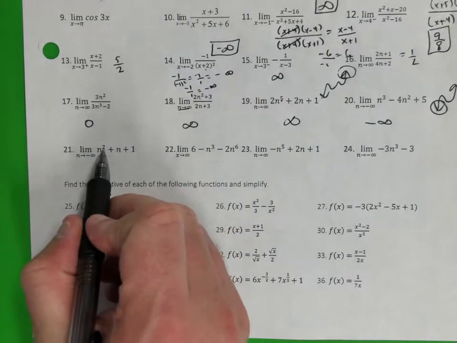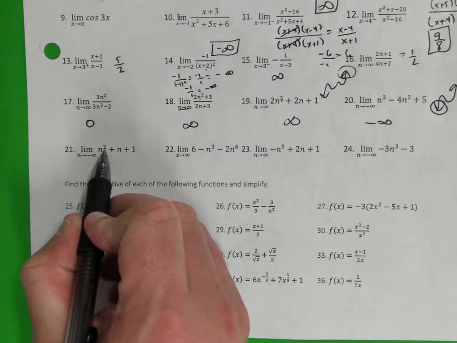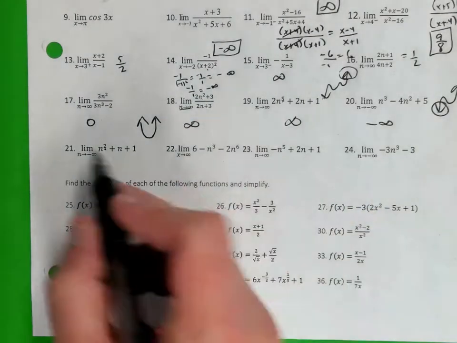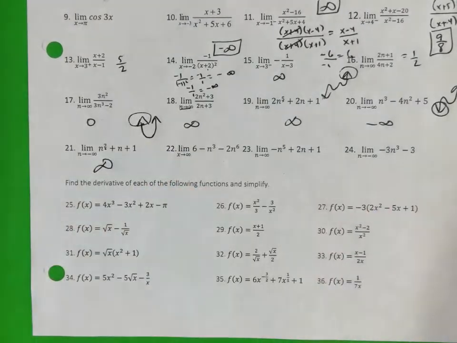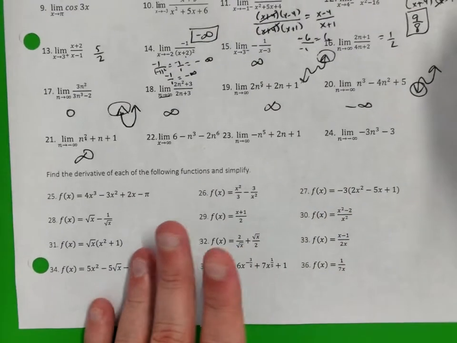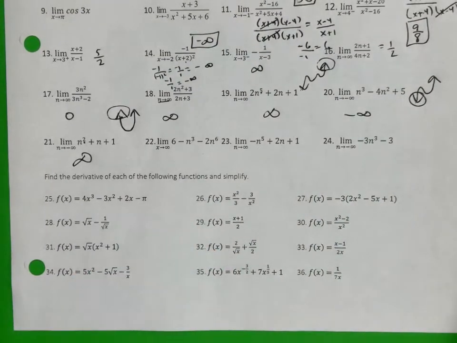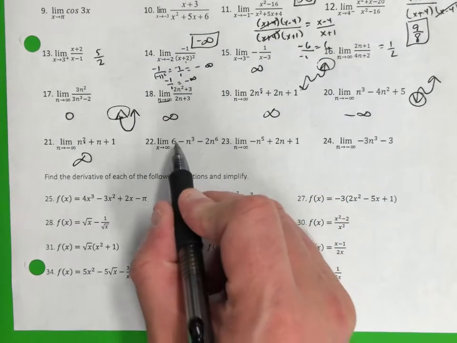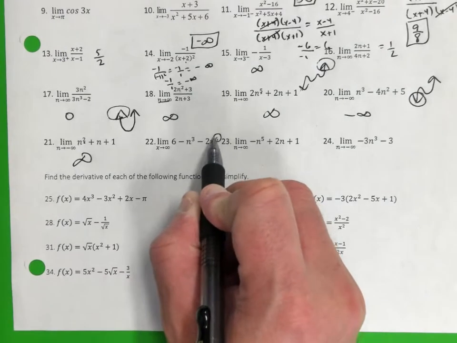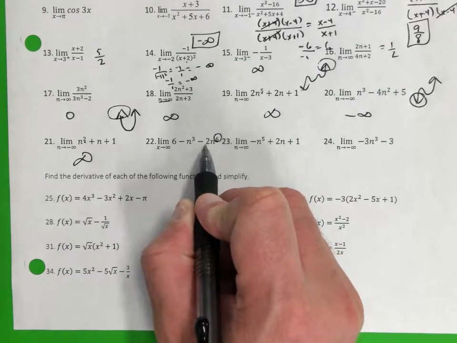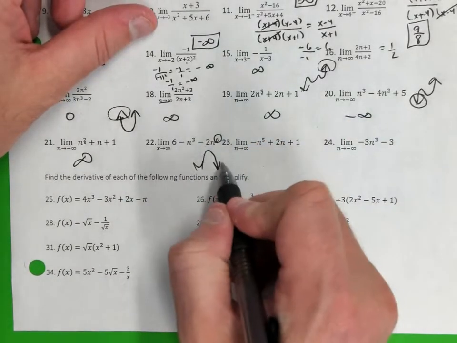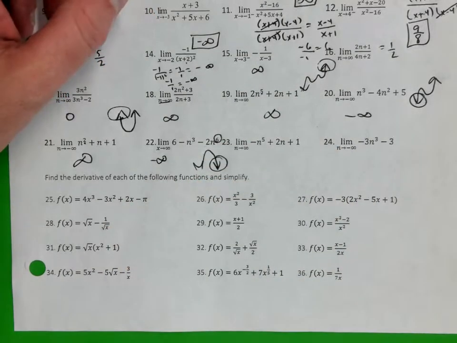Number 21. My highest degree is a square. It's quadratic. Leading coefficient positive, so it's going to be pointing upward. As n goes to negative infinity, that goes to positive infinity. Alright. Notice here, it is even. But what do you notice about the leading coefficients? So it would be pointing upward or downward? Downward. So as x goes to infinity, it goes to negative infinity.